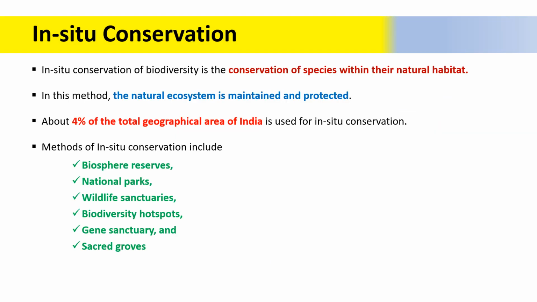So first of all, in situ conservation. In situ conservation is the conservation of species within their natural habitat. This is important: the species are conserved in their own natural habitat, they are not replaced from there. So in this method the natural ecosystem is maintained and protected. So the particular natural system of a species, the whole system, is maintained and protected. About 4% of the total geographical area of India is used for in situ conservation. So all the in situ conservation measures together cover almost 4% of India's geographical area.